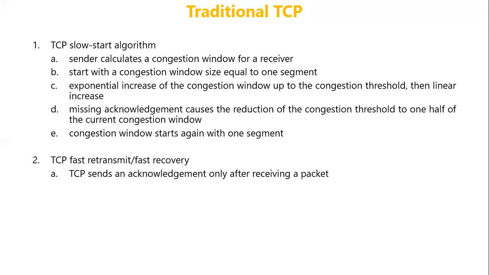If the current congestion window is 1024, then it will set the threshold as 512. Like that it will set the threshold. This threshold will be half of the current congestion window. After setting the threshold to half of the congestion window, once again TCP will make the congestion window size one segment.